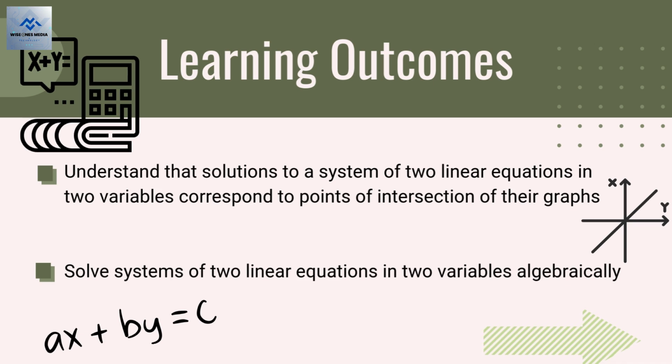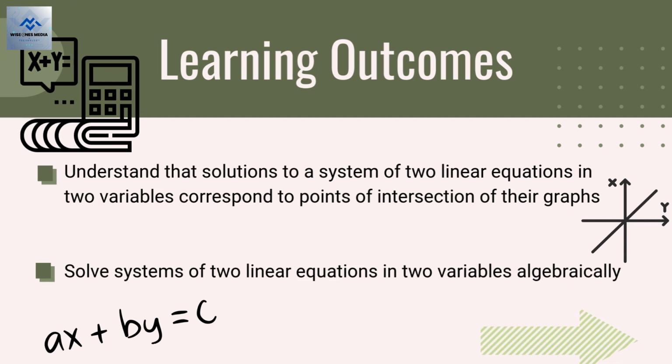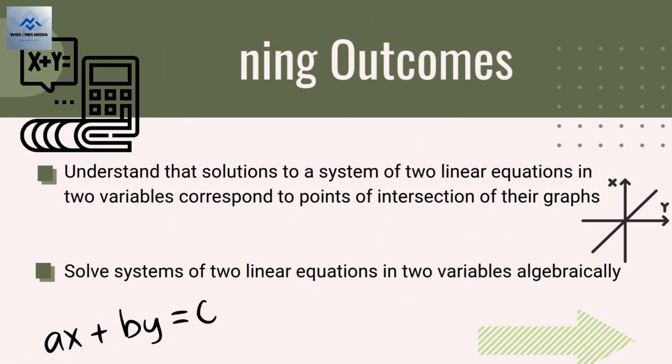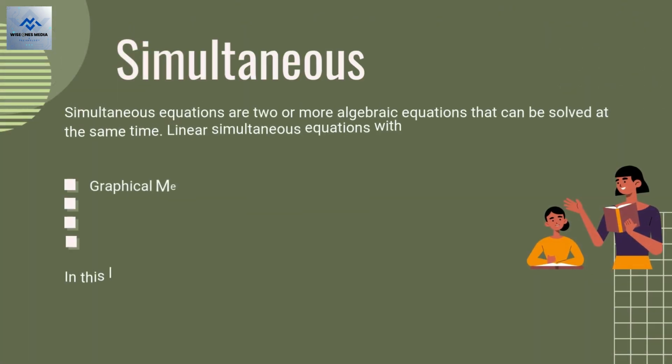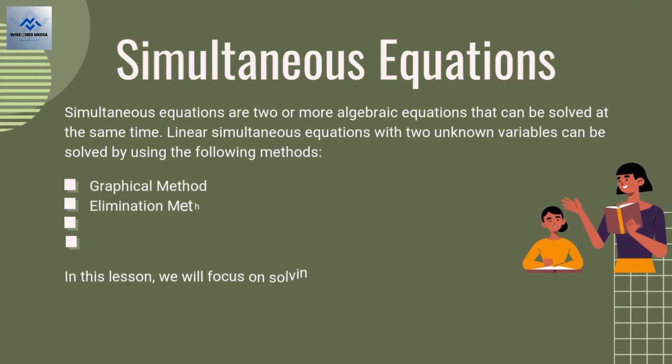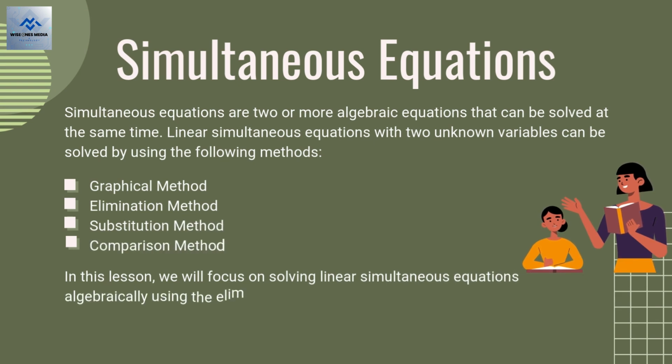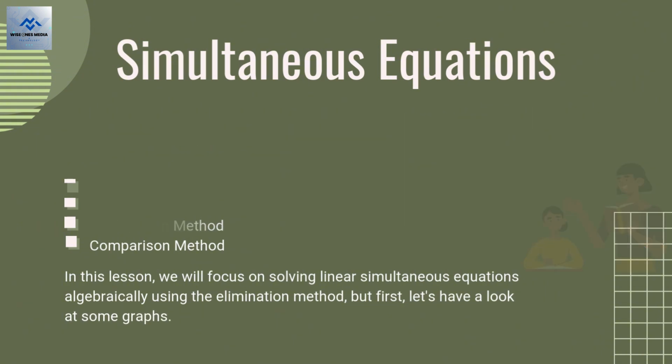What are simultaneous equations? Simultaneous equations are two or more algebraic equations that are solved together to find the values of the unknown variables. For linear simultaneous equations with two variables, we can solve them using the following methods. 1. Graphical method. 2. Elimination method. 3. Substitution method. 4. Comparison method.